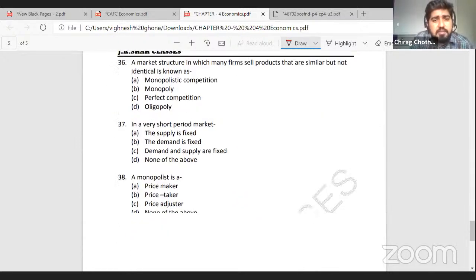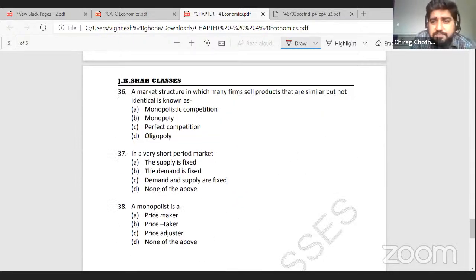Okay, and last three questions, students, in our chapter number 4. So please be attentive, and I'm very sure you will be able to solve these ones as well. A market structure in which many firms sell products that are similar but not identical is known as dash. First of all, see this, there are many firms, that means a large number of firms selling products that are similar. Similar means there will be product differentiation. Now, these are the two important characteristics of a market condition which is known as monopolistic competition.